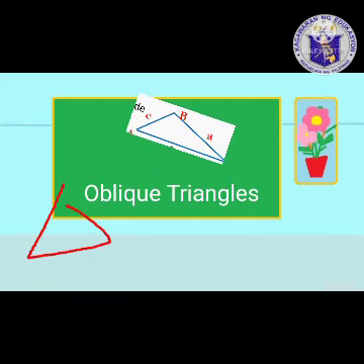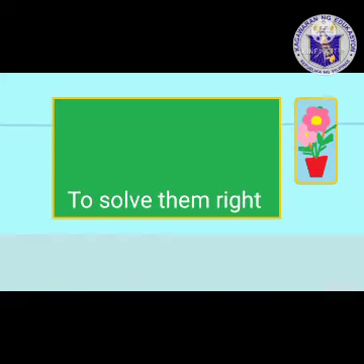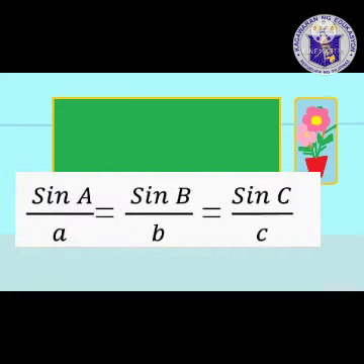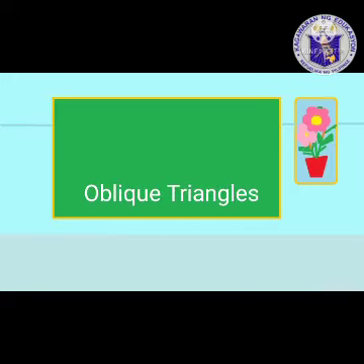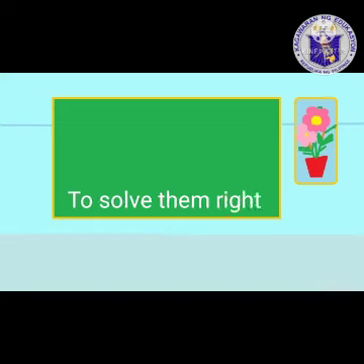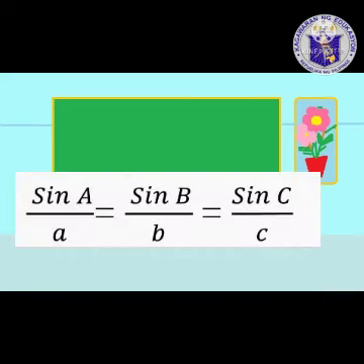Choose oblique triangles, use the law of sines to solve them right. The law of sines: sin A over a equals sin B over b equals sin C over c. Let's sing together. When you choose oblique triangles, use the law of sines to solve them right. The law of sines: sin A over a equals sin B over b equals sin C over c.